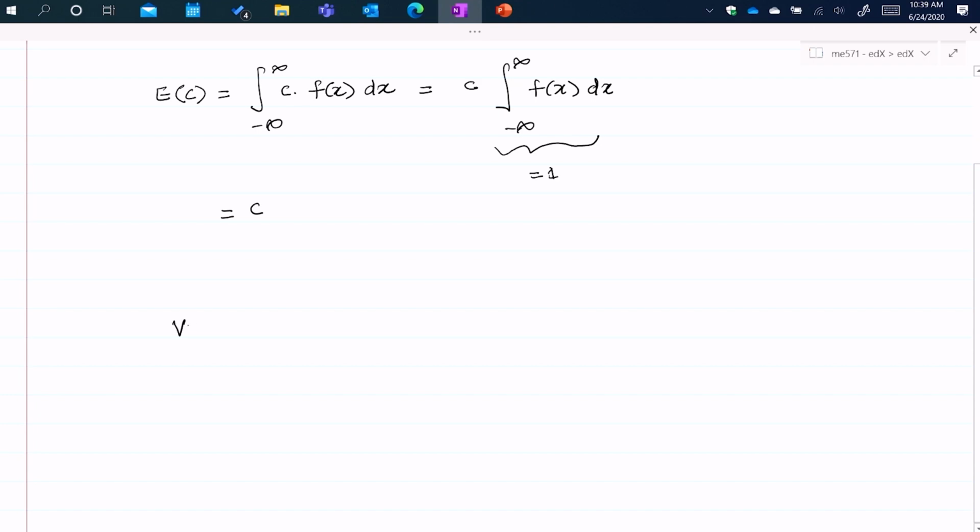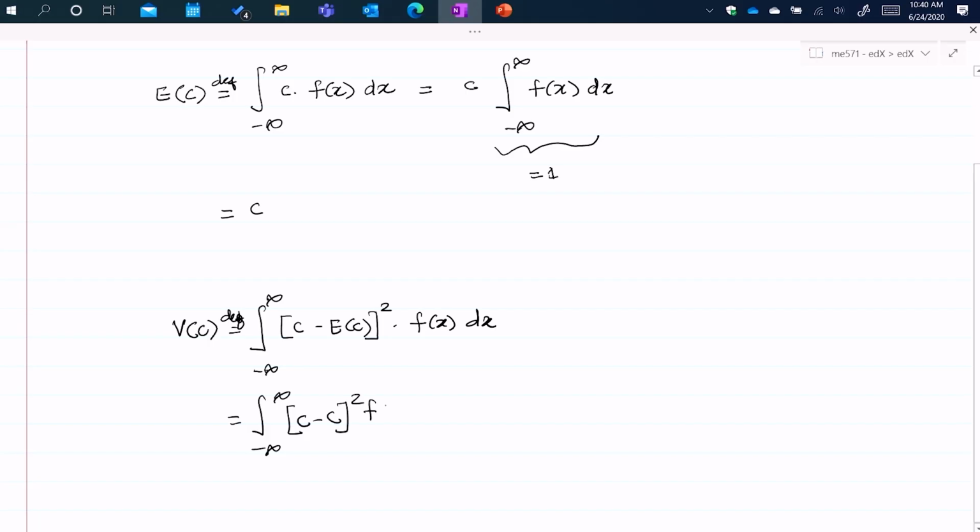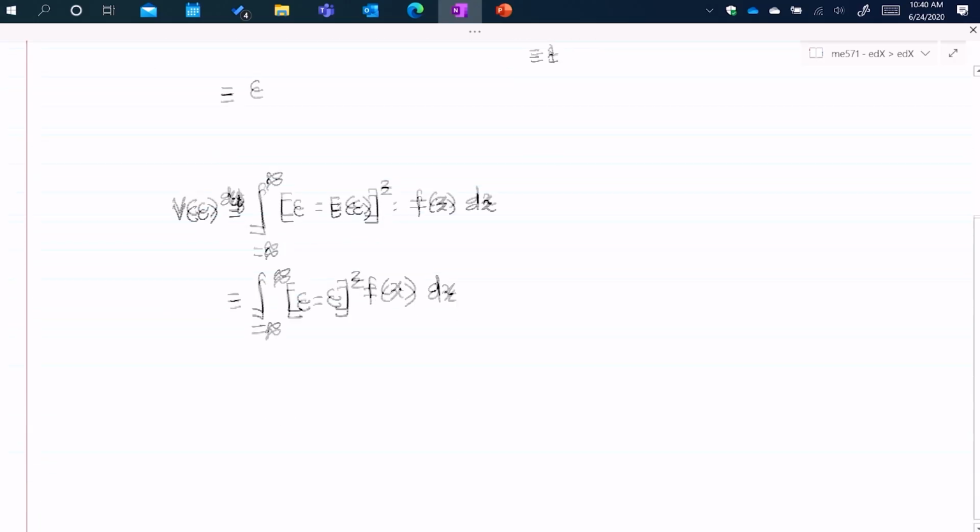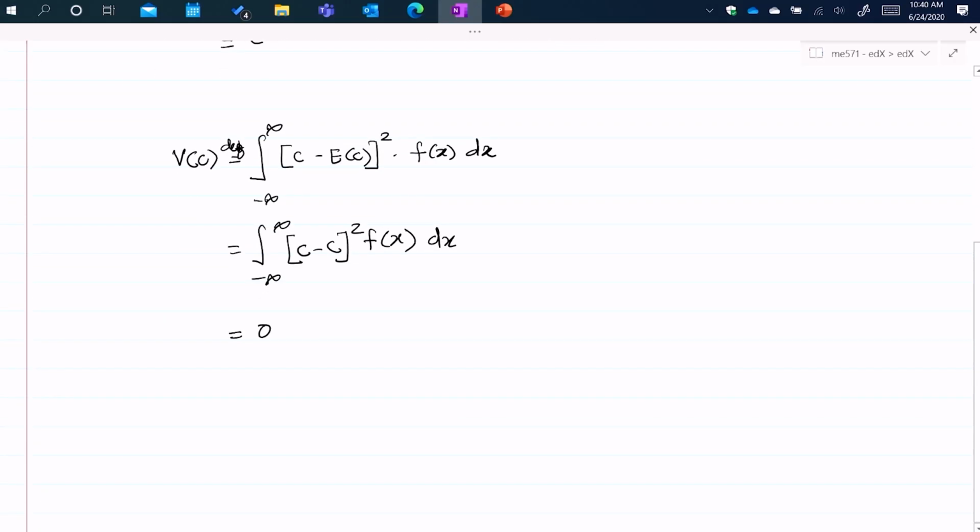Now, similarly, variance of the constant is, by definition, the integral going from minus infinity to plus infinity of the quantity minus its mean value, which is expected value of c, squared. This is the definition of variance, times f of x dx. If we substitute, this is the integral from minus infinity to plus infinity of c minus c, whole squared, f of x dx, and that's equal to 0. Because the expected value of c, this quantity, is c.